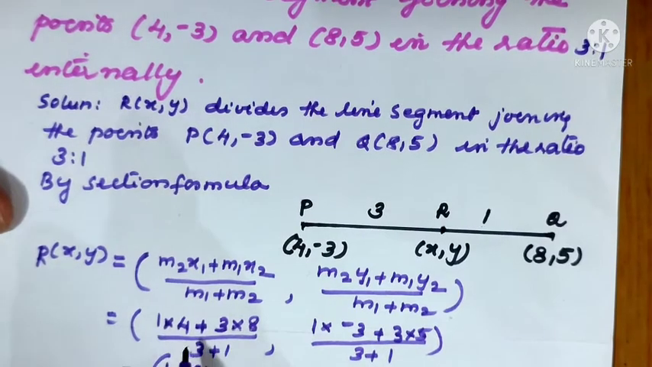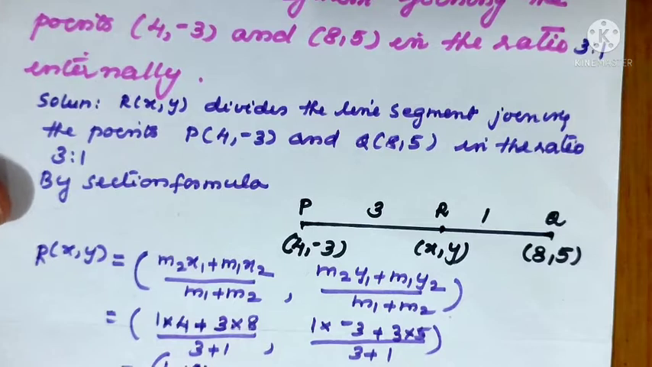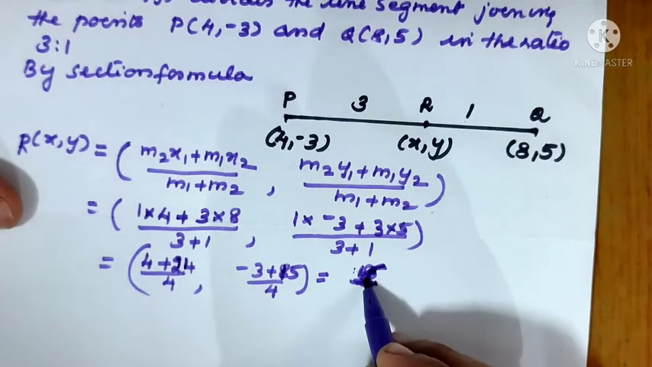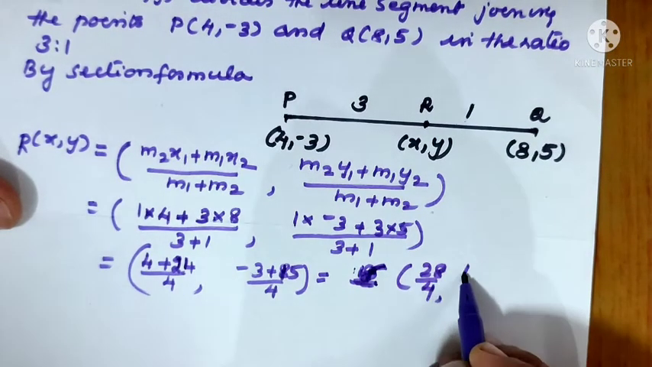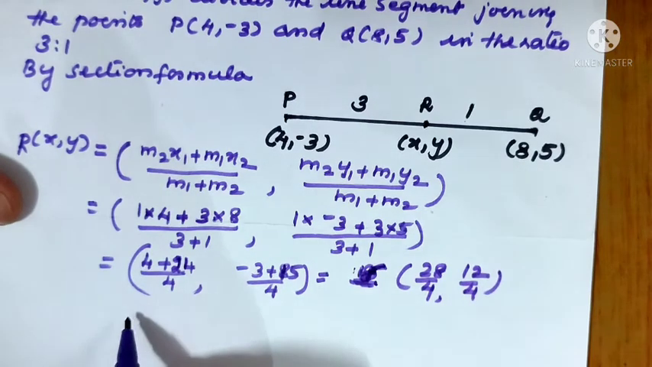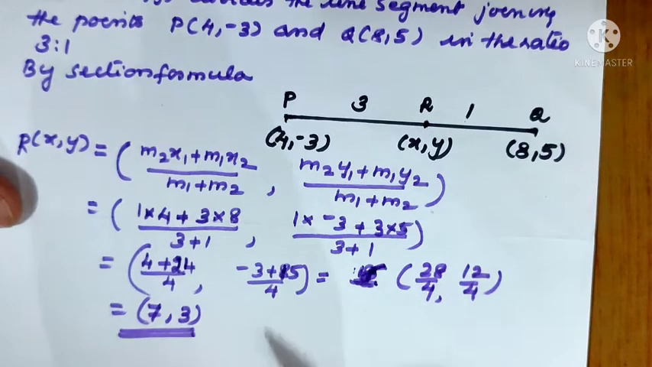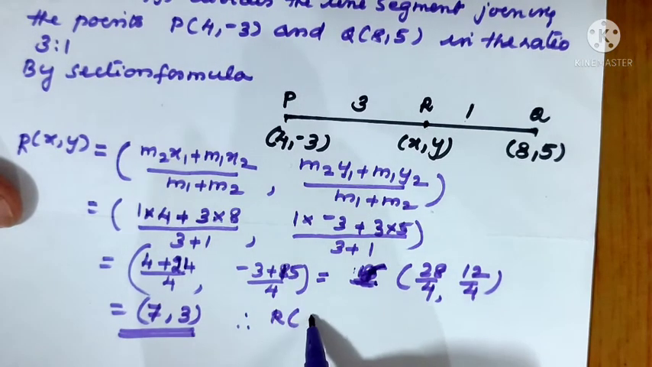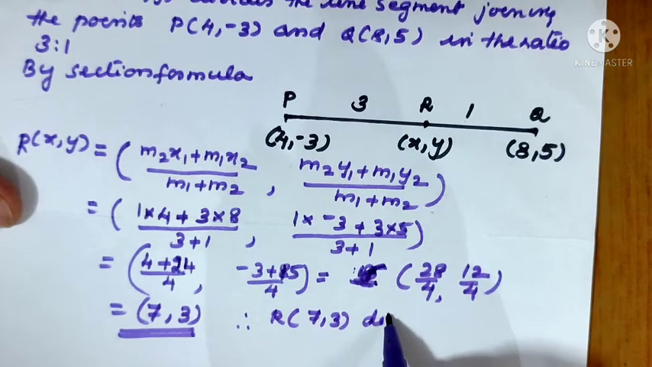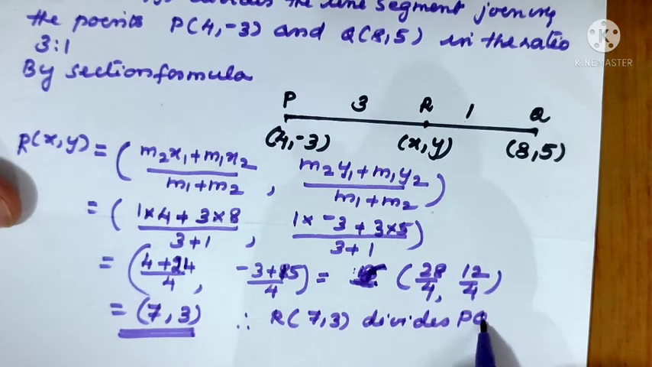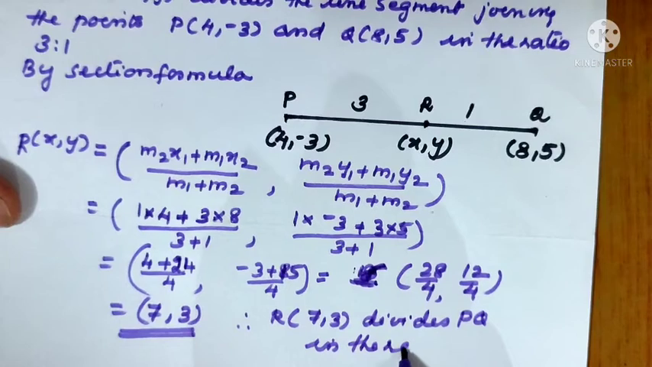So 1 into 4 is 4. 8 into 3 is 24. 4 plus 24 by 4. And 1 into minus 3 plus 15 by 4. That means it is equal to 28 by 4 and 12 by 4. So the final answer is (7, 3). So what is the conclusion? R(7, 3) divides AB, so divides PQ, in the ratio 3:1.